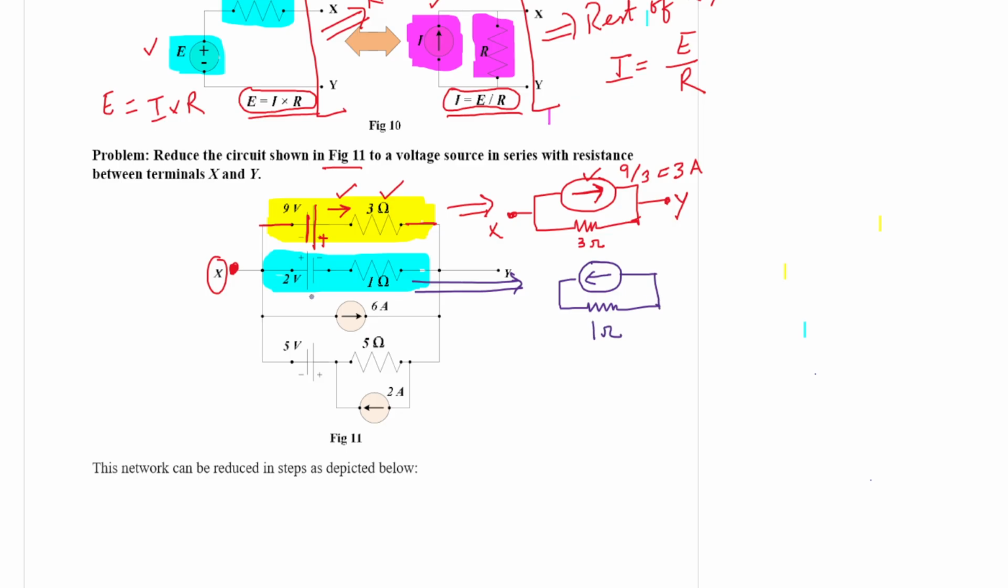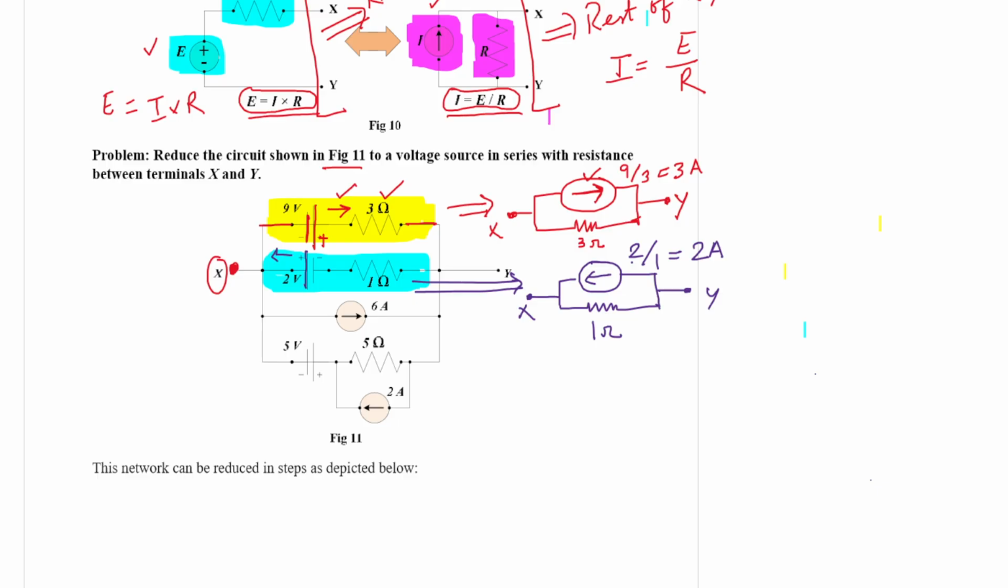So what will be the current source value? It is 2 volt by 1 ohm, which is equal to 2 ampere. Now why is this current direction from right to left? Because the higher potential is at the left hand side, so it will inject a current in this direction. That is why this current direction is just opposite to that of the first one, and this assembly is connected across the terminals X and Y.